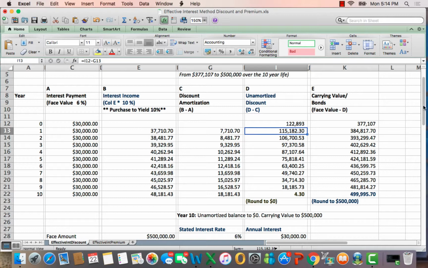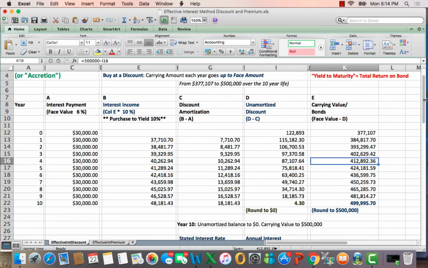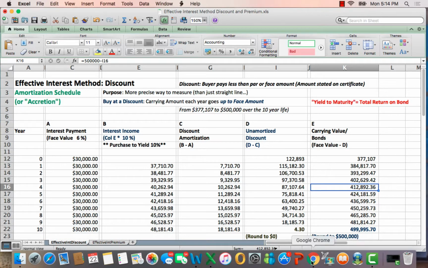What we'll see in the next video is how all of the discount eventually ends up in the carrying value column, and we'll also see the journal entries that are made to account for this activity.